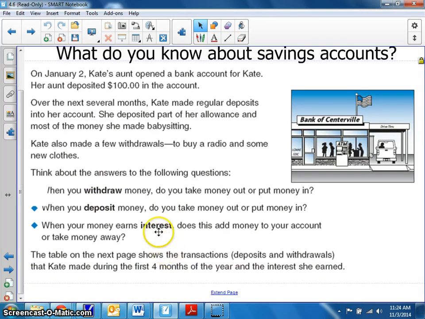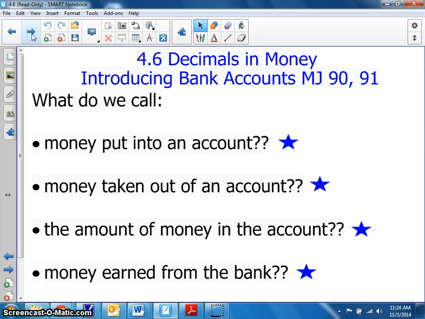Another word we're expecting you to know is interest. If you are letting the bank use your money, if you're keeping it there and they're using it, they will pay you interest for the right to use your money. You get money for doing nothing. That's awesome. But if you borrow money from the bank, they charge you interest. So you have to pay them for the right to use their money. That's how banks make money. These are three terms I expect you to know. The fourth one is going to be balance, and we'll talk about that.